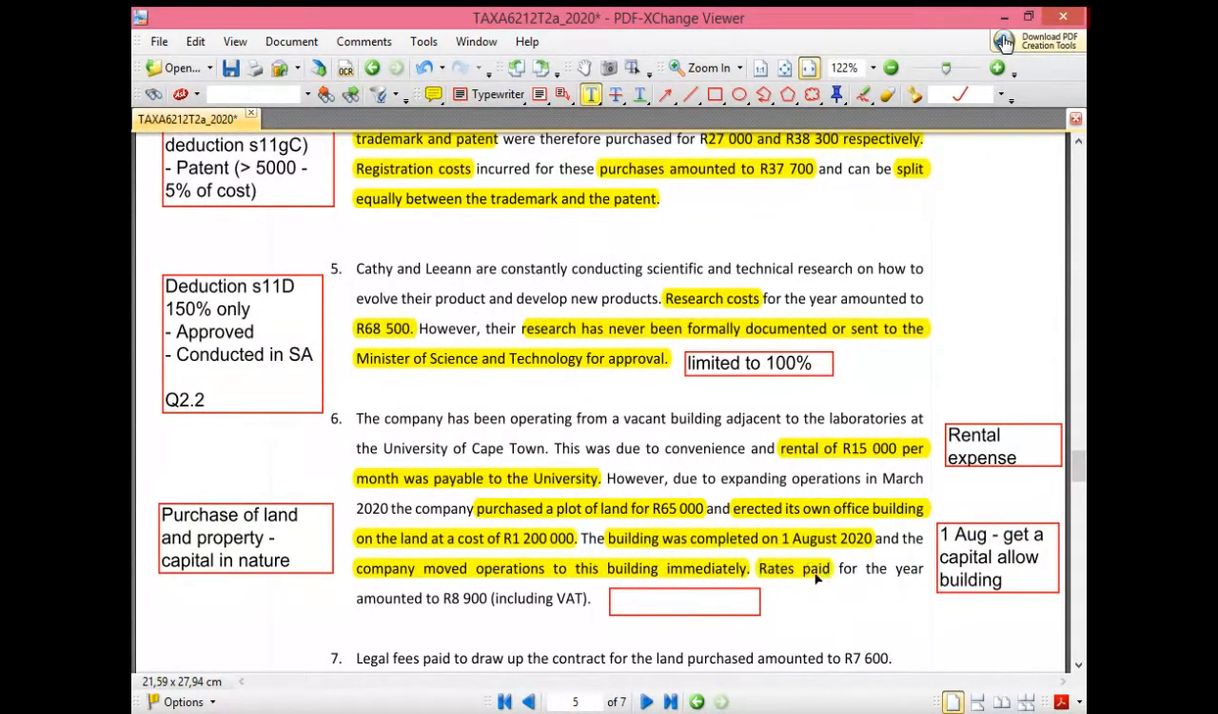Rates paid for the year amounted to $8,900, including VAT. So this is where you need to know that rates and taxes are an exempt supply. So it will not actually have VAT included in that amount, so the full amount will be deductible. Okay, so you can see how they're bringing in the VAT components in here.